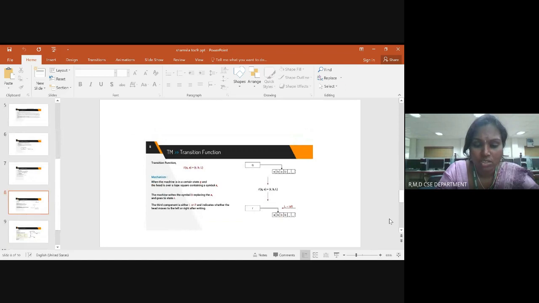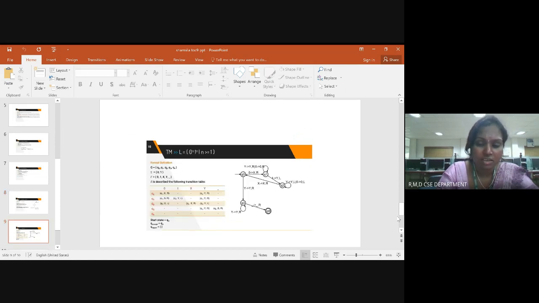Next we're going to discuss the mechanism behind this Turing machine. With the head over a tape square containing a symbol A, see here, initially the tape symbol is A. We are replacing the tape symbol A with B and moving one step left. Left is represented as L. The third component, either L or R, indicates whether it moved left or right after writing. So the movement is written in the last, third symbol.